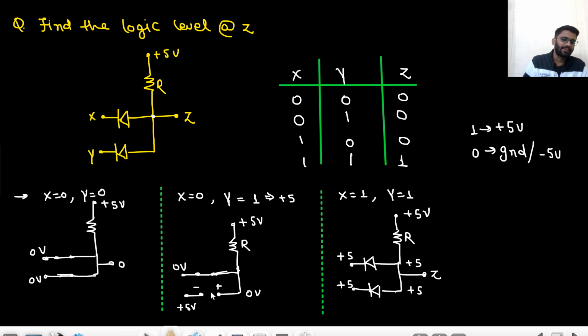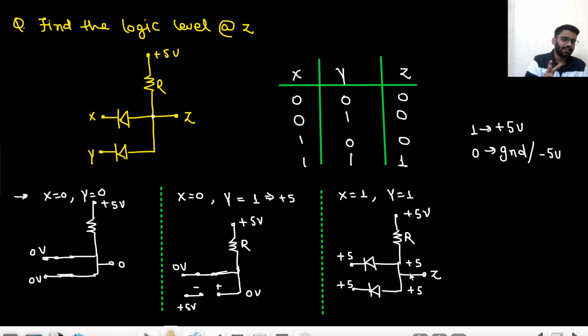That will turn off this device. 0 here and plus 5 here. So that means this will be turned off. And in case of x equals to 1, y equals to 0, the same thing will happen. 0 will be at output. And in case of x equals to 1 and y equals to 1, here you are having plus 5.